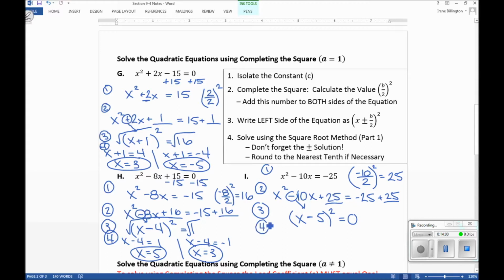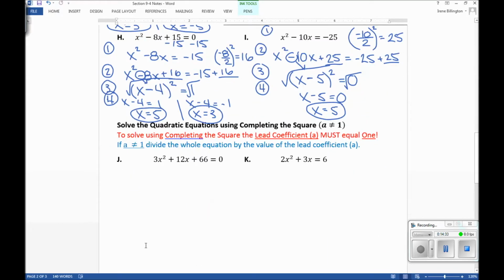Step 4, square roots. Now, when I square root 0, we said consider both the positive and negative solutions. However, 0 does not have a positive and negative value. So if, when solving using square roots, you have 0 being square rooted, you only have one equation that can be written, which means this quadratic equation has only one solution. That would be x equals 5.